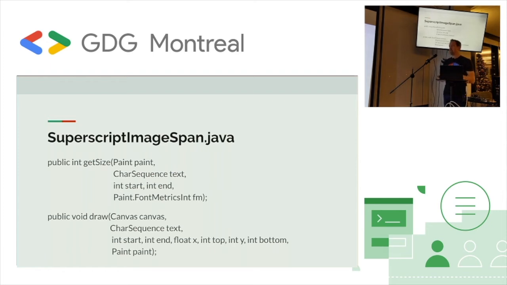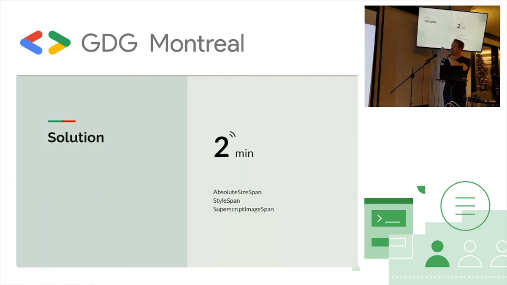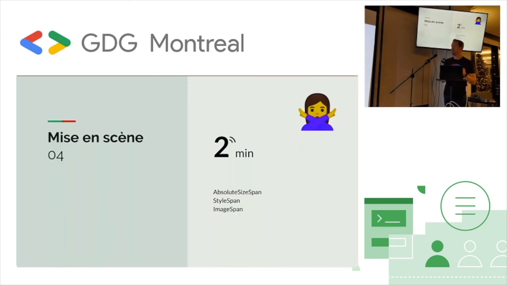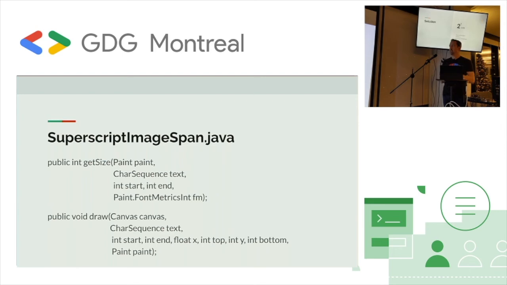So when you create, in that case, a metric affecting span, because we want to change the size of the text view, because if you see here, the small image goes outside of the text view that we already had, or else it would show like this. We have to be a metric affecting span. In that case, you have two methods that you have to implement: get size and draw. Get size is the one that's going to be called every time the layout of your text view or the text is being processed.